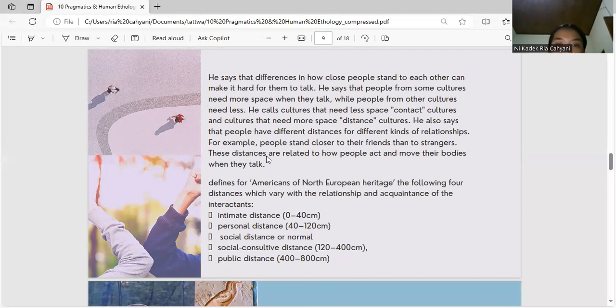For example, people stand closer to their friends than to strangers. This distance is related to how people act and move their bodies when they talk.